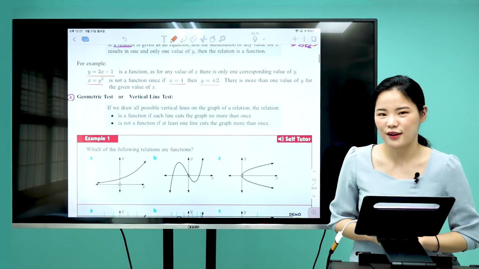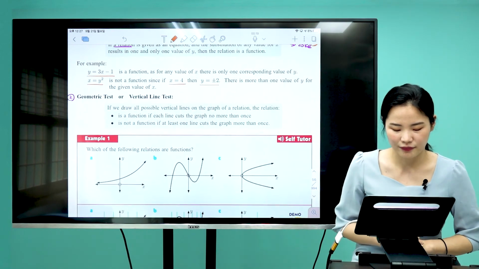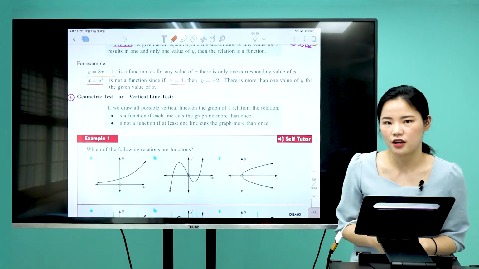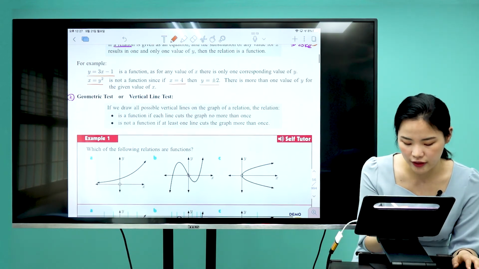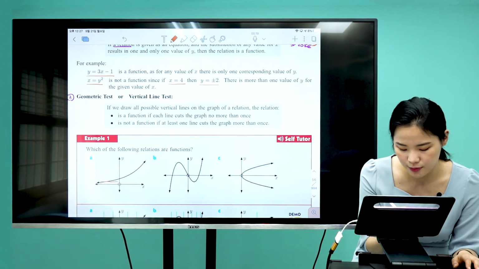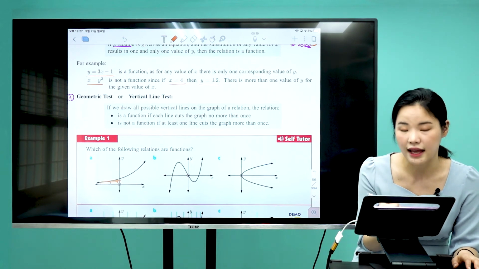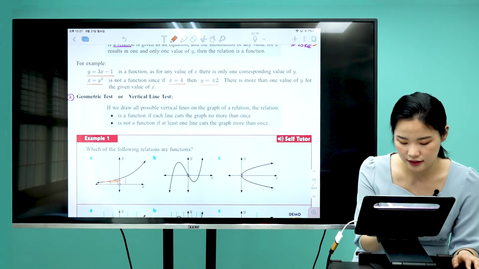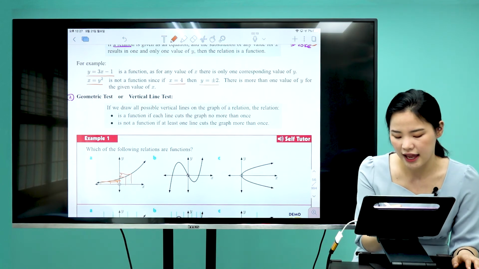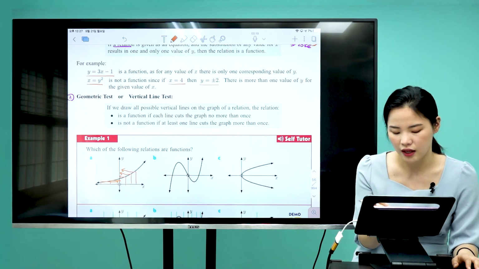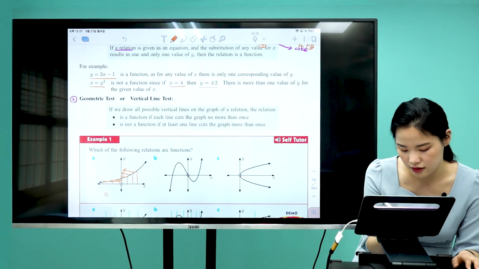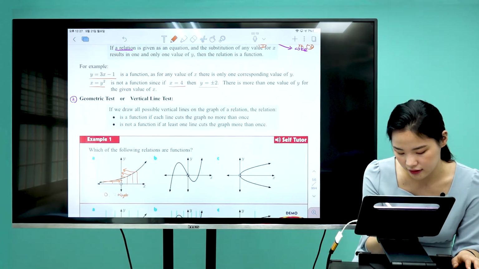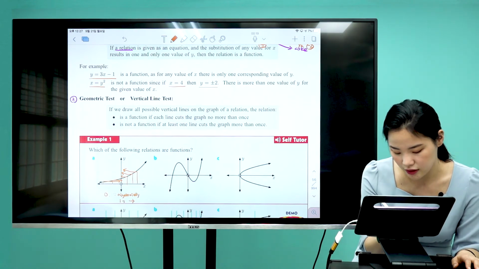So let's solve the example. Example 1: which of the following relations are functions? Either we have to check whether one x corresponds with one y. That is the algebraic test. It seems like A is passing, right? So we can say this is a function because algebraically one x is corresponding to one y.